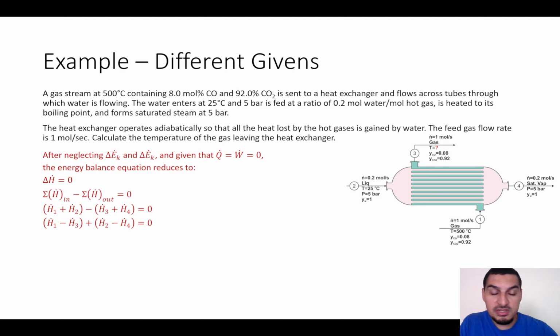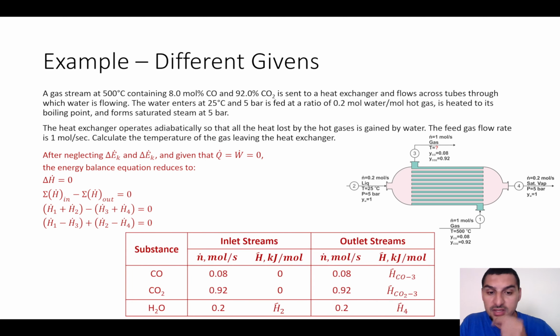There's something that's done in the textbook that I think is very nice, is that you can create a table like this to summarize all the data that we have. So we have columns, one for the substances or the components that we have. We have a column for inlet streams, a column for outlet streams. For the inlet streams, you have the number of moles in one column and the enthalpy in the other. For the outlet streams, we have the number of moles and the enthalpy in the other. And we fill the table with the information that we have.